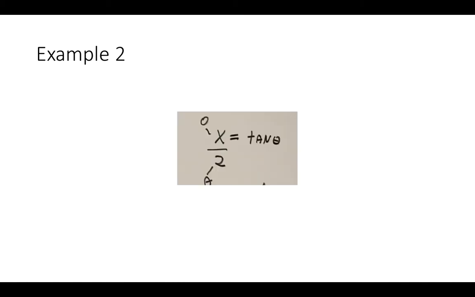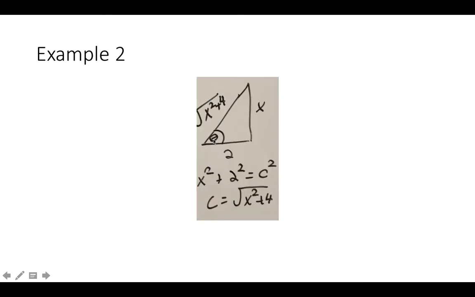So I just divide everything by 2, and I find that x divided by 2 is equal to tan theta. So if we were to make a triangle, the opposite side would be x, and the adjacent side would be 2. As you can see, the opposite side is x, the adjacent side is 2. And now we want to find the hypotenuse. So we do the Pythagorean theorem, x squared plus 2 squared equals c squared. c is equal to the square root of x squared plus 4, and that is our hypotenuse.